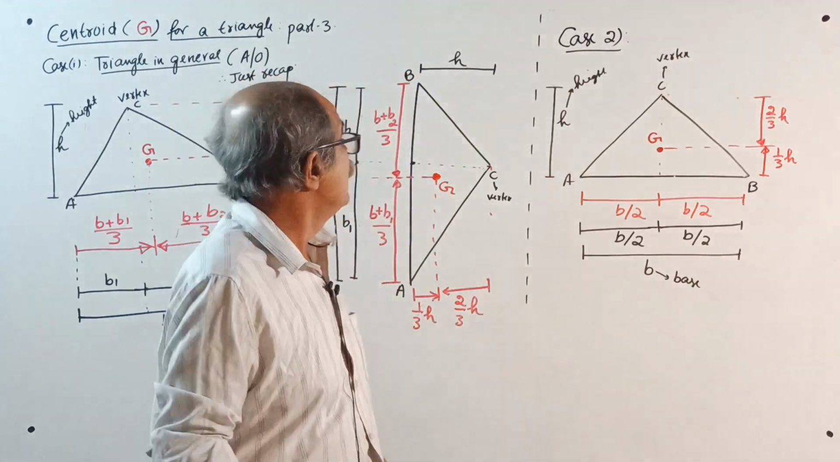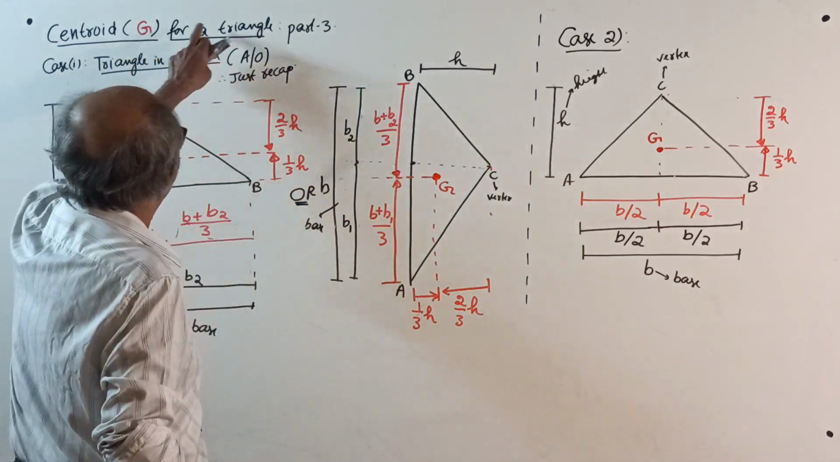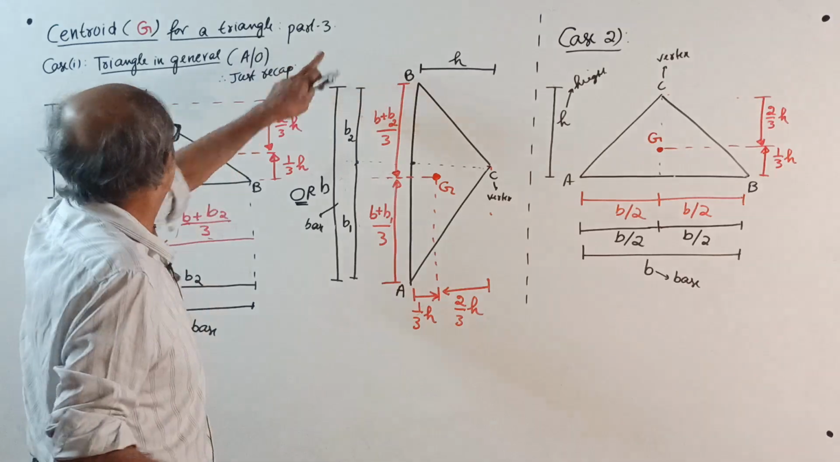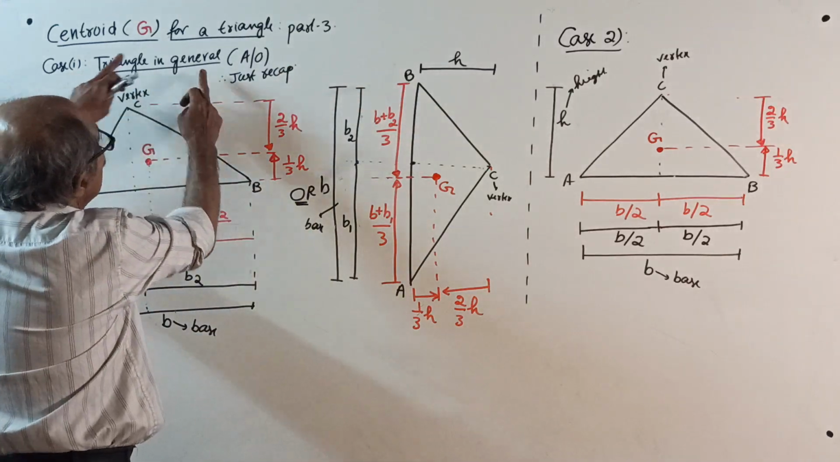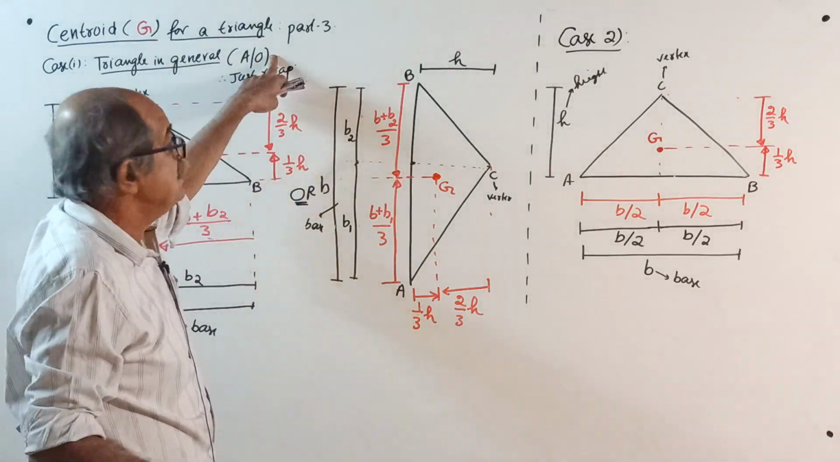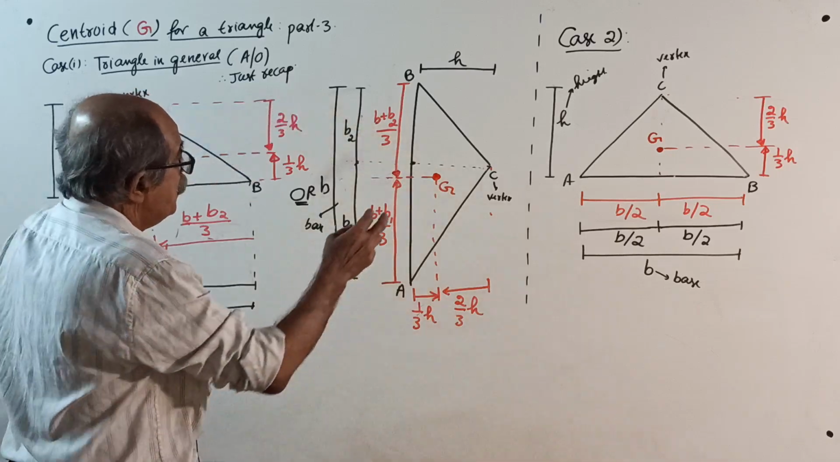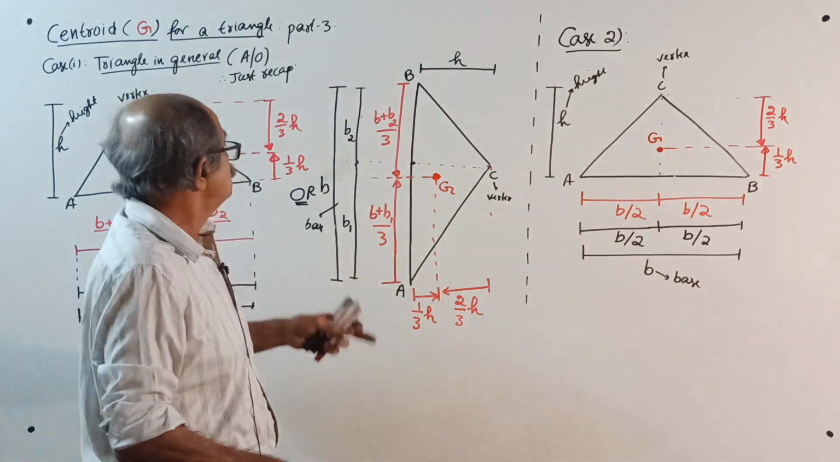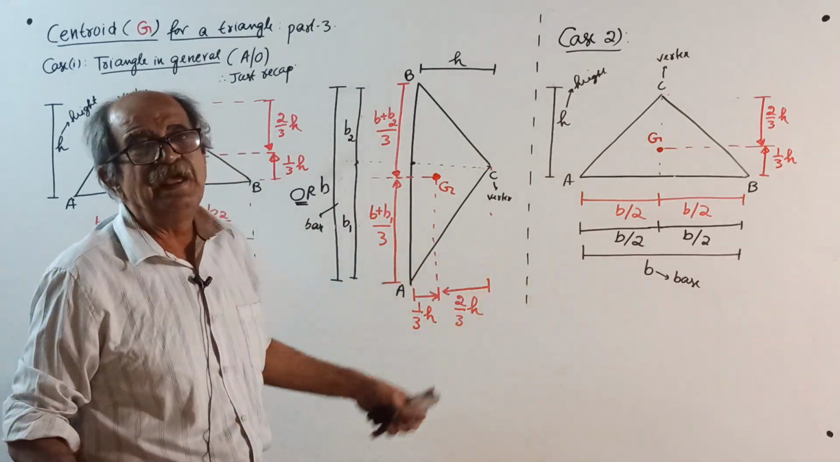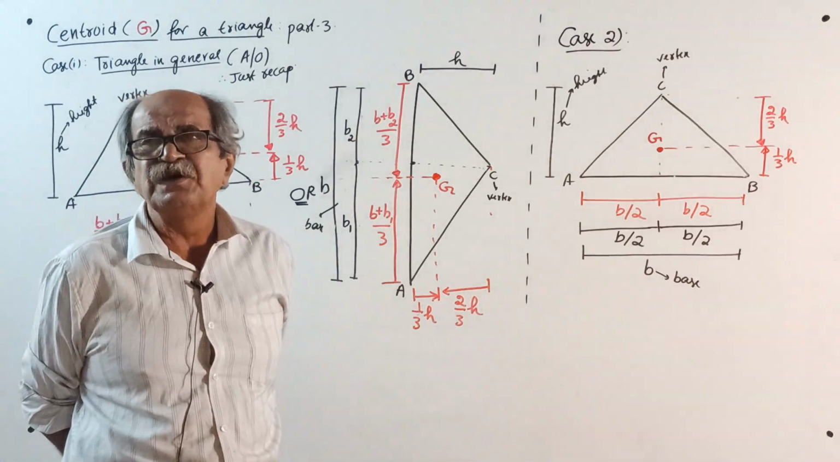I don't remember now. Centroid G for a triangle. Today is part 3. Case 1: triangle in general. Already over. So, just a recap. I wrote a big recap, and there's a reason for it. This I have been explaining for the past 2 classes very thoroughly.